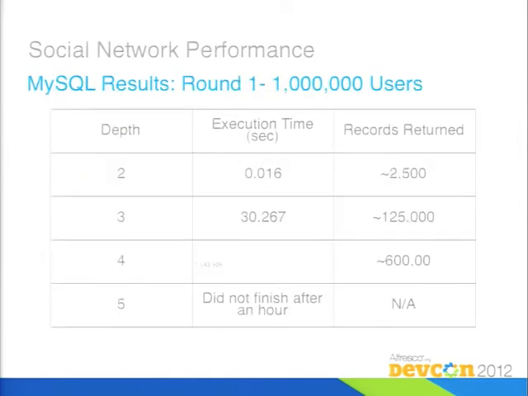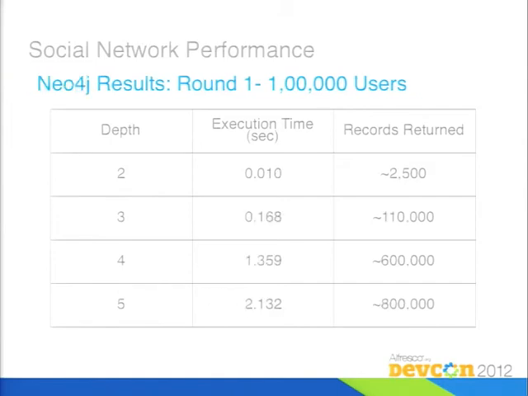significantly. So at depths 2 and 3, it performed reasonably for the amount of results returned. Sorry for the little text there. But 30 seconds at depth 3, and at depth 5, it did not finish after an hour. So they basically killed the experiment at that point and said it's not even worth recording the results for that particular depth. On the Neo4j side, we see a linear increase from about a tenth of a millisecond all the way up to 2 seconds.